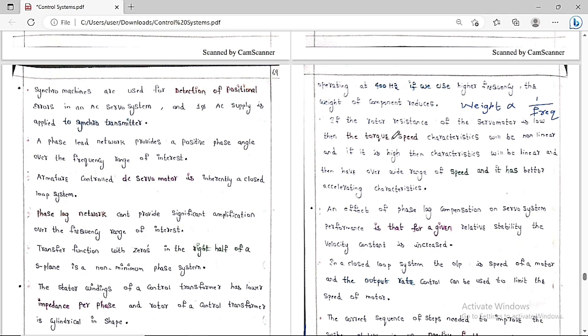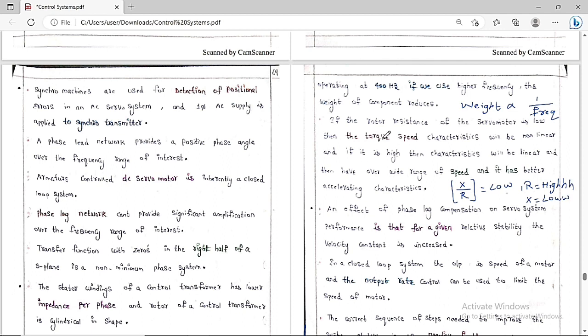See, this point I already told you yesterday. If you want a linear torque-speed characteristic, then definitely the X/R ratio of the servo motor should be very, very low. Low means R should be very high. So the rotor resistance must be very, very high, and the rotor reactance must be very, very low. This point you always have to keep in mind.